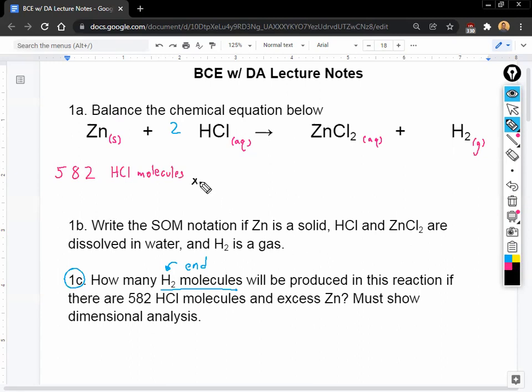So we're going to set up a fraction just like we used to do. I want to get rid of HCl molecules and turn it into H2 molecules. If I want to get rid of HCl, where should I put it on the fraction, top or bottom? Yeah, bottom, because that way it can cancel out. So I'm going to put HCl molecules on the bottom. And since we're looking for H2 molecules, we're going to put H2 molecules on the top. Does that make sense why we set it up that way? It's basically the same thing that we've been doing. We do that so that the HCl can cancel out with one another.